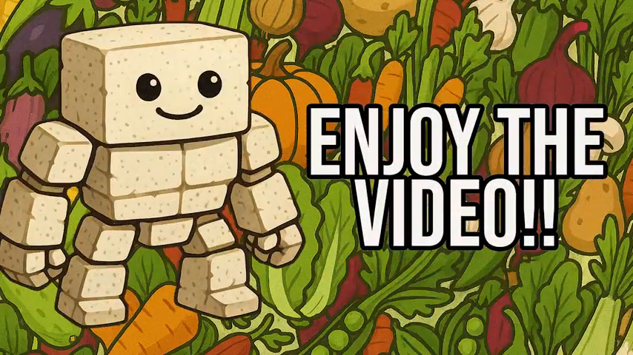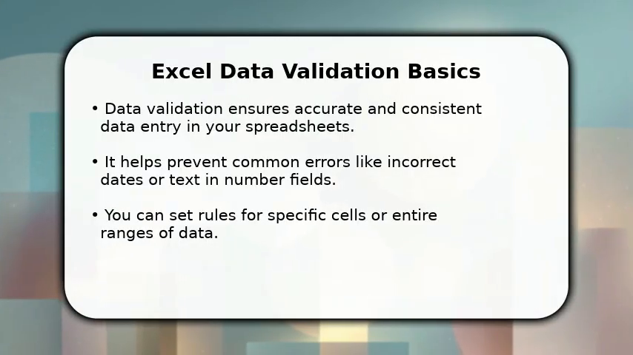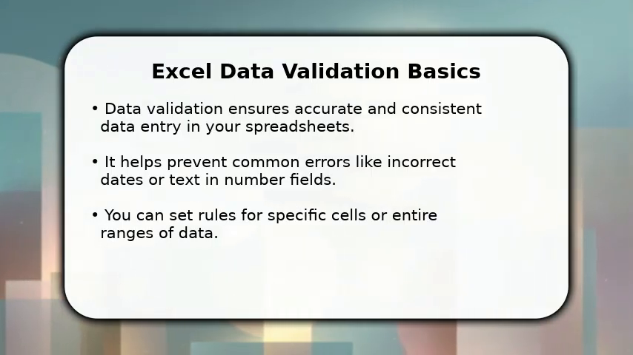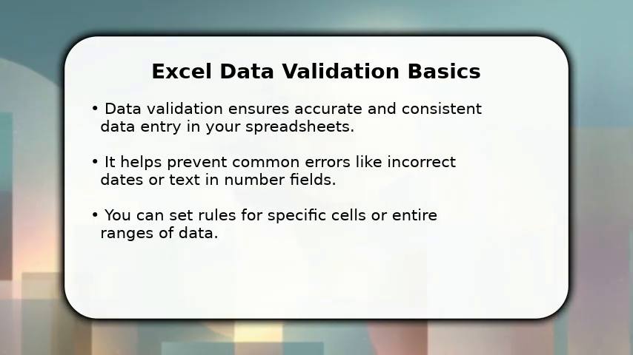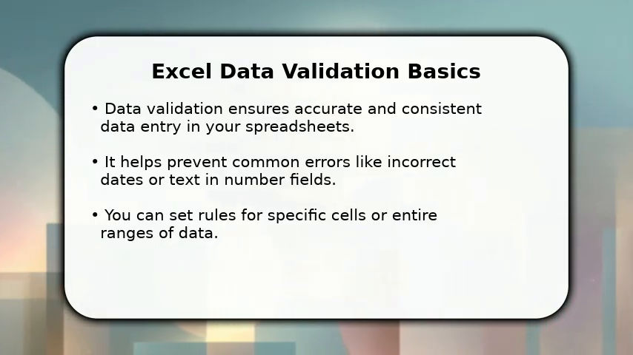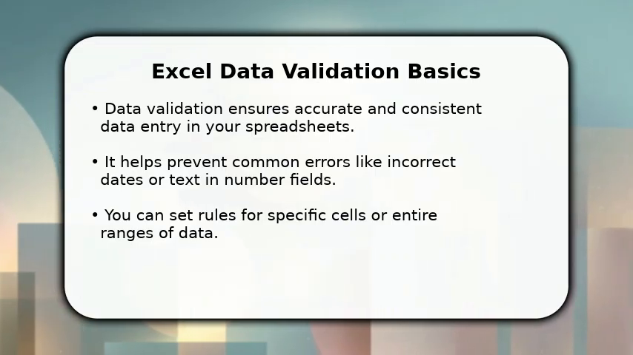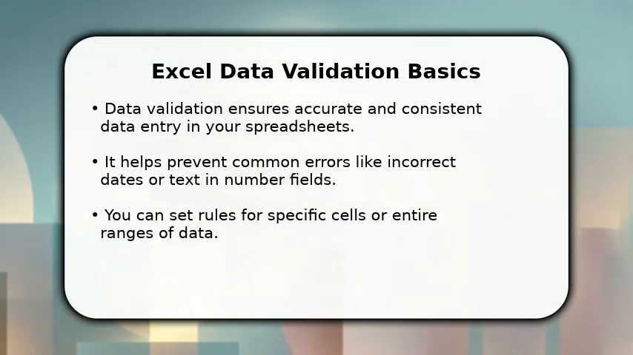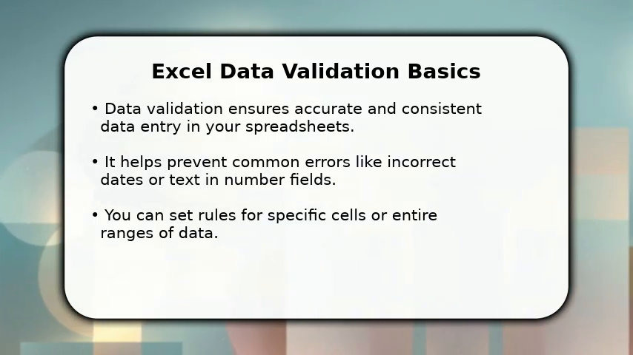Please enjoy the video. In this video, I will explain how to validate Excel data. First, select the cells you want to validate. Then, navigate to the Data tab on the Excel ribbon. Look for the Data Validation button within the Data Tools group. Clicking this will open a dialog box where you can define your validation rules.